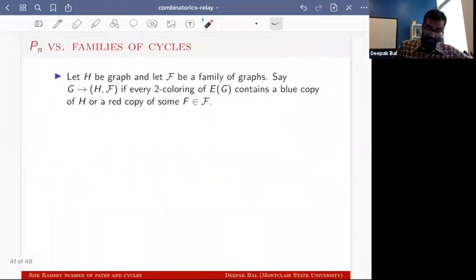So the last topic I want to mention really quickly in the last couple of minutes is a different type of problem. This is back to graphs now. Let me give a definition. Suppose H is a graph and F is a family of graphs. We say that G arrows (H, F) if every two-coloring of the edges contains a blue copy of H or a red copy of some F in the family.